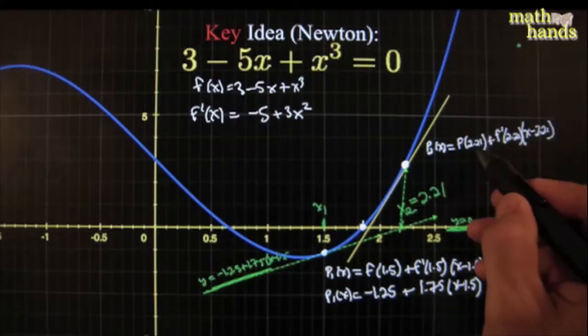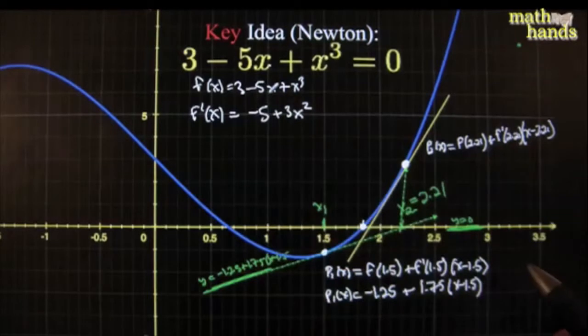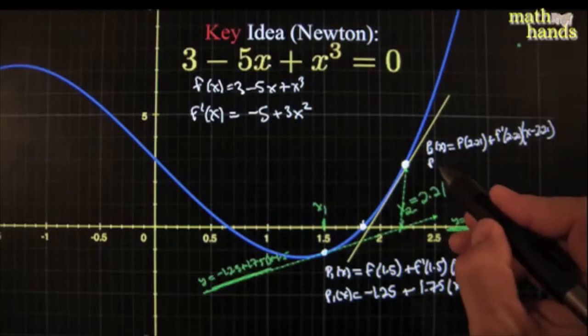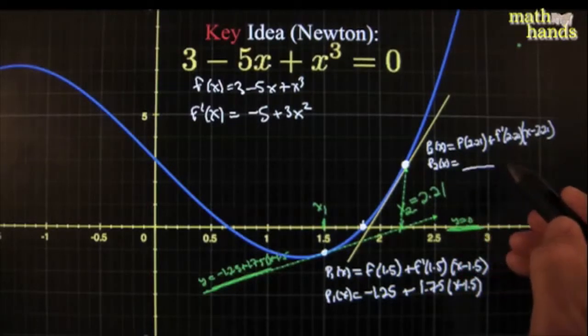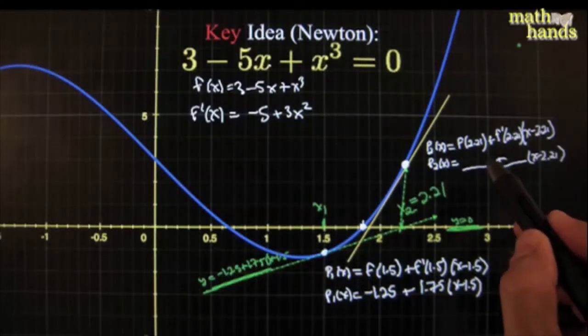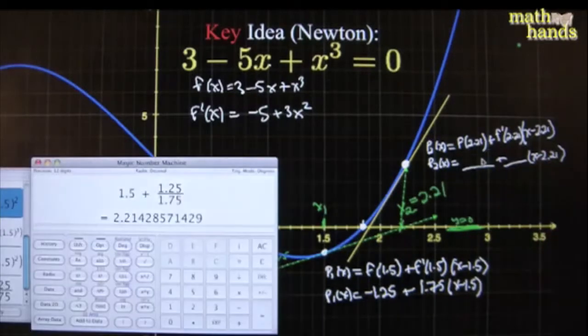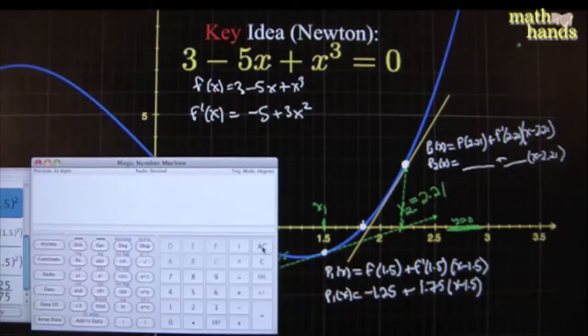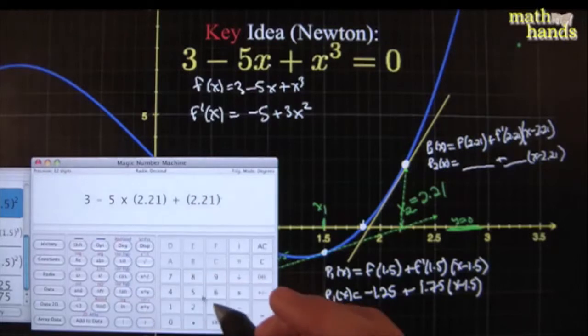So I can figure that easily. Let's see. I got to plug in 2.21 into that equation. Let's bring back our little calculator here. So P2 of x is equal to whatever I get there plus whatever I get there times x minus 2.21. Let's see, what do I get there? So I gotta clear this stuff. Okay, let's go with 3 minus 5 times 2.21, plus 2.21 raised to the third.